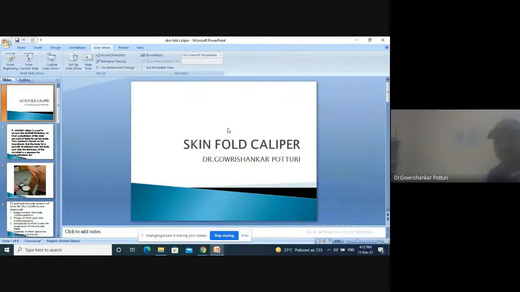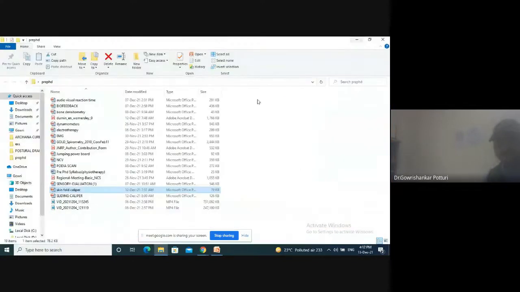Okay, so with this skin fold caliper, after taking readings, we have a table. I will show you the table. We will compare in that table how the patient's body fat distribution is, given by Durnin in 1974.